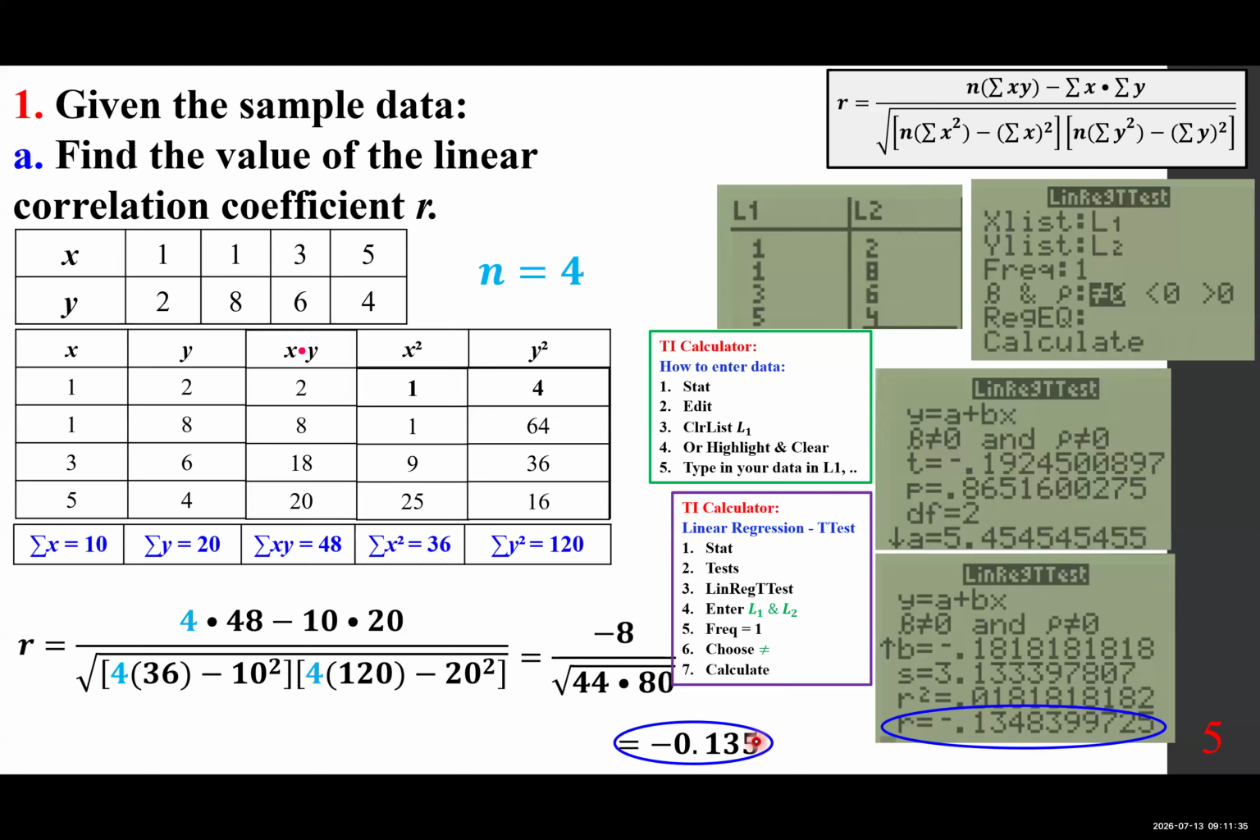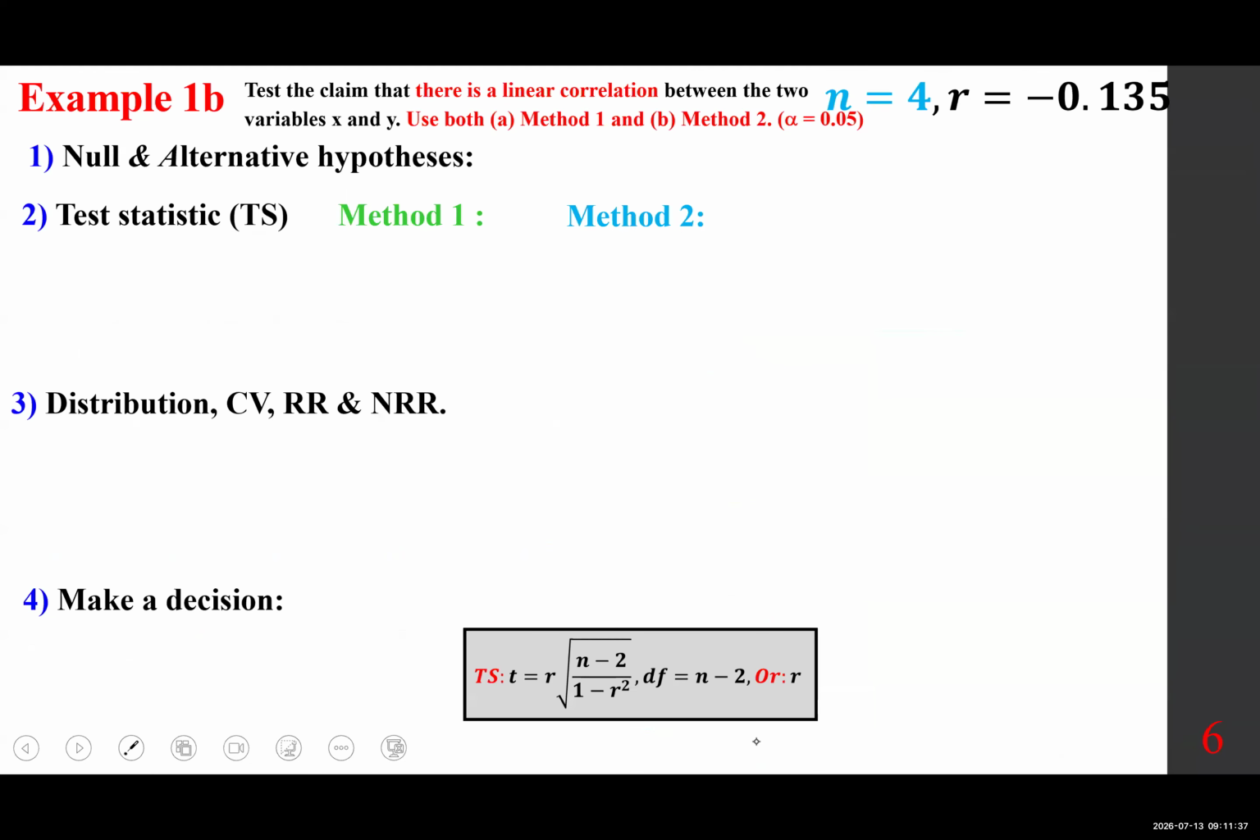Now, part B, we are looking at the same question. We are going to test the claim that there is a linear correlation between the two variables x and y, and we're going to use two methods. And what do we start with? H0, rho. By the way, R is the linear correlation for a sample, rho for the population.